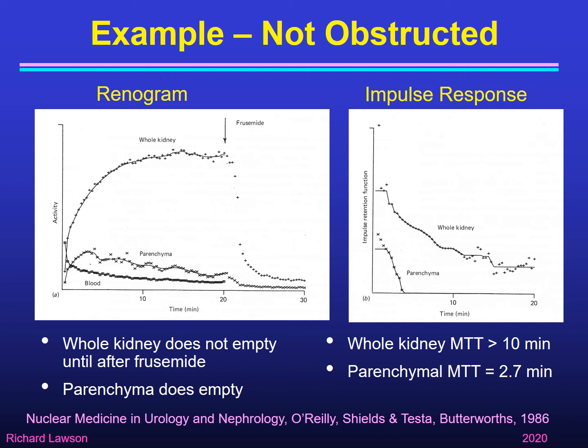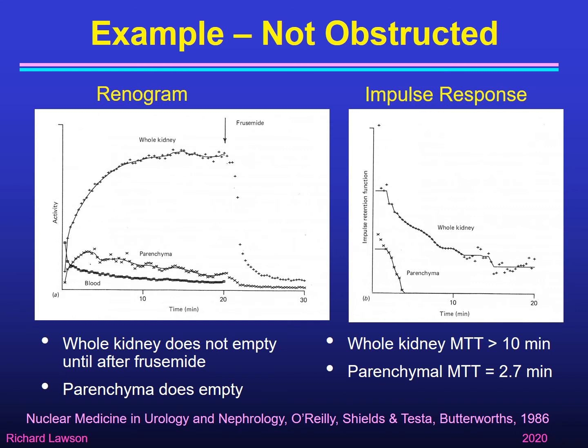So by the parenchymal transit time method, this is a non-obstructed system, which agrees with the result of the diuresis renography. In fact, however, if you look at the curve from the parenchyma, you can see that that in fact does empty before the furosemide. So in fact, you can get a result simply by drawing the parenchymal curve and observing that that empties. You don't necessarily need to go on to do the deconvolution.